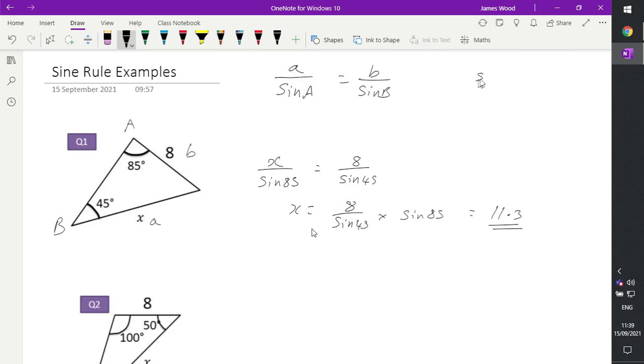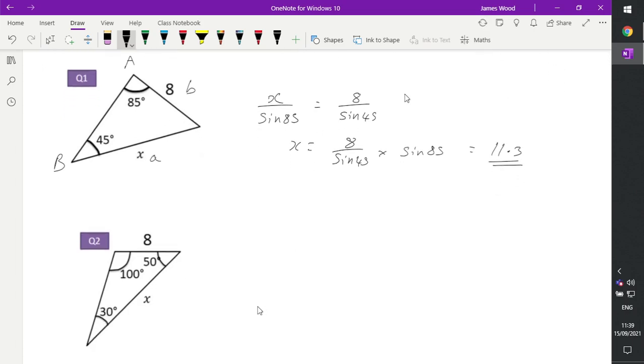If you want to find an angle, it tends to be a bit nicer to put the angle on top, just in terms of rearranging your algebra. Okay. Right, here's another one with a side. Let's see if we can just do this straight away. So we've got x over sine 100 equals 8 over sine 30, because remember it's got to be the one opposite it. And then we can find x. So 8 divided by sine 30 times by sine 100. So it gives me 15.8.